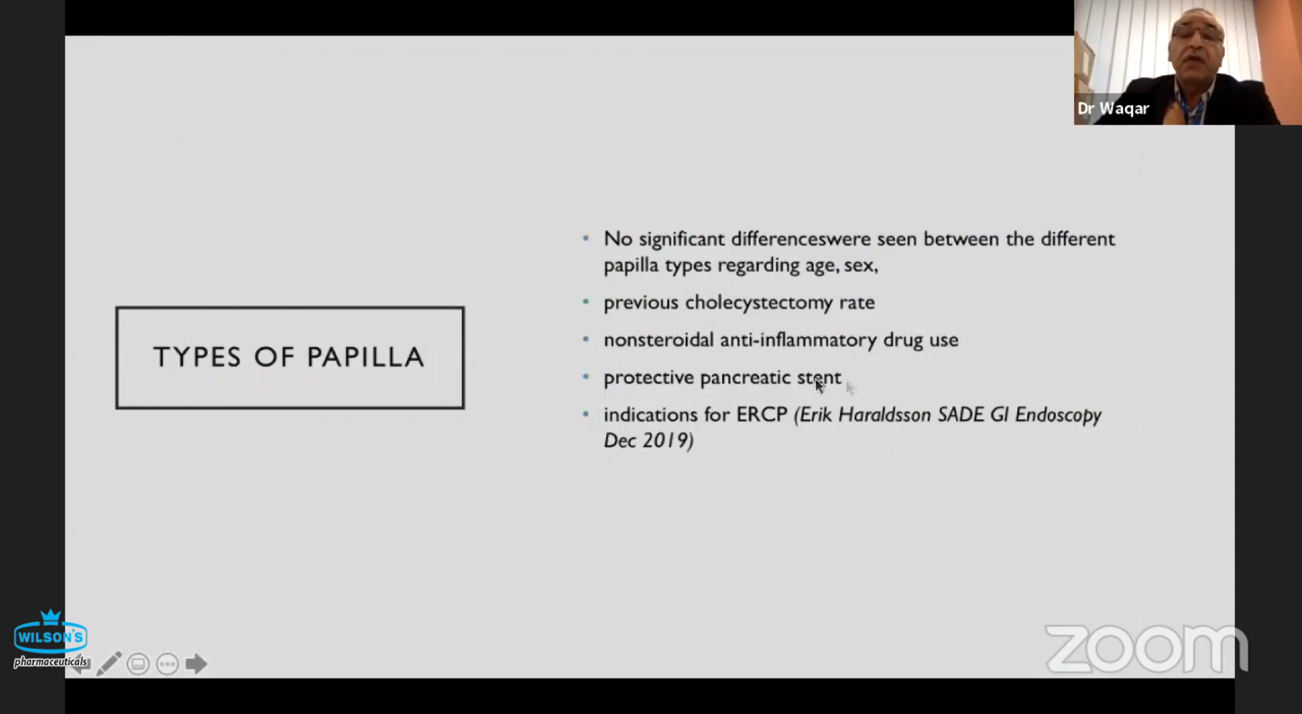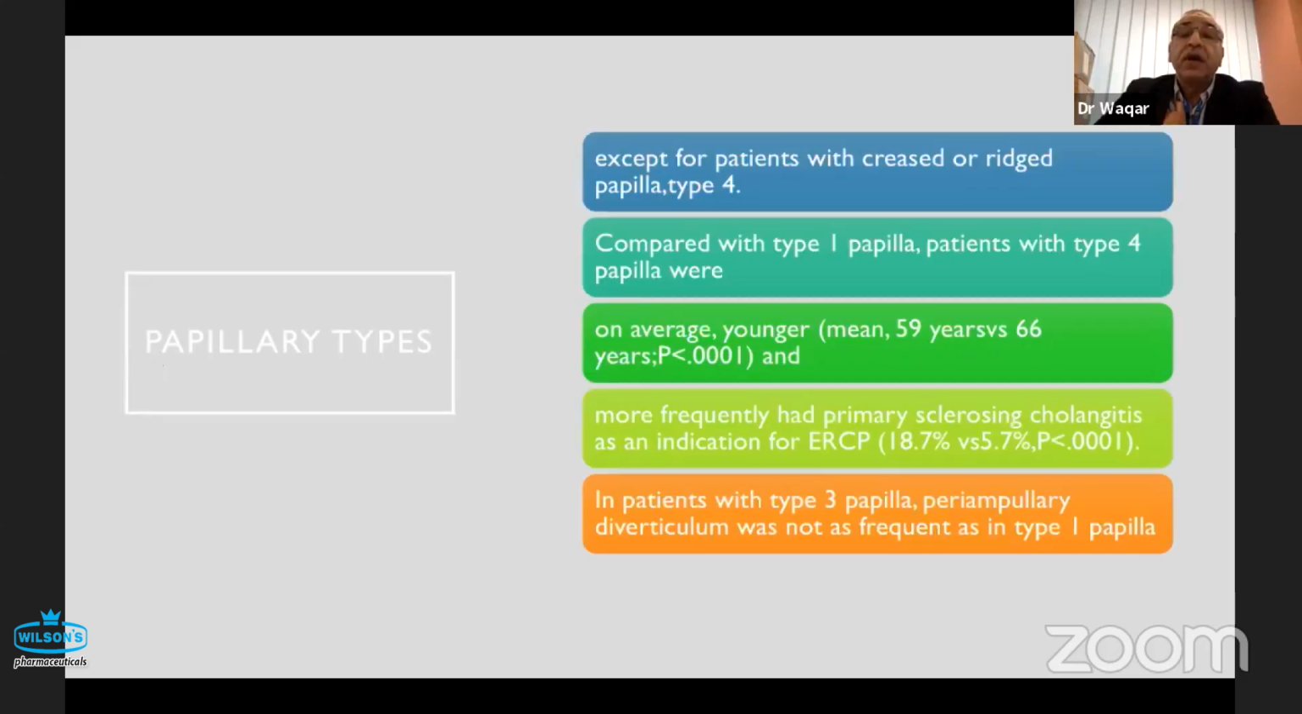Now, there were no significant differences seen between the different types of papilla regarding age, sex, previous cholecystectomy rate, NSAID use, or protective pancreatic stent. So they were quite randomly distributed amongst the population, apart from the creased or ridged papilla, type 4, which was found mainly in younger patients and in patients who had primary sclerosing cholangitis as an indication for ERCP. So that was the only difference that was observed.